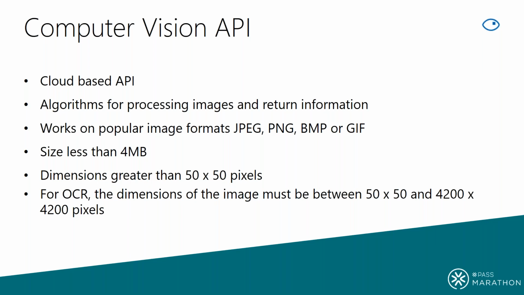It works on popular image formats like JPEG, PNG, BMP, or GIF. The main criterion is that the size should be less than 4 MB. If it is more than 4 MB, currently it doesn't support it. The dimensions should be greater than 50 by 50 pixels, and you can understand it, because the better the resolution and dimension, the easier it is to extract the information out of the images. Especially if you want to do OCR, the dimension must be between 50 by 50 and 4200 by 4200 pixels, because that allows extracting the information, especially when it comes to OCR.